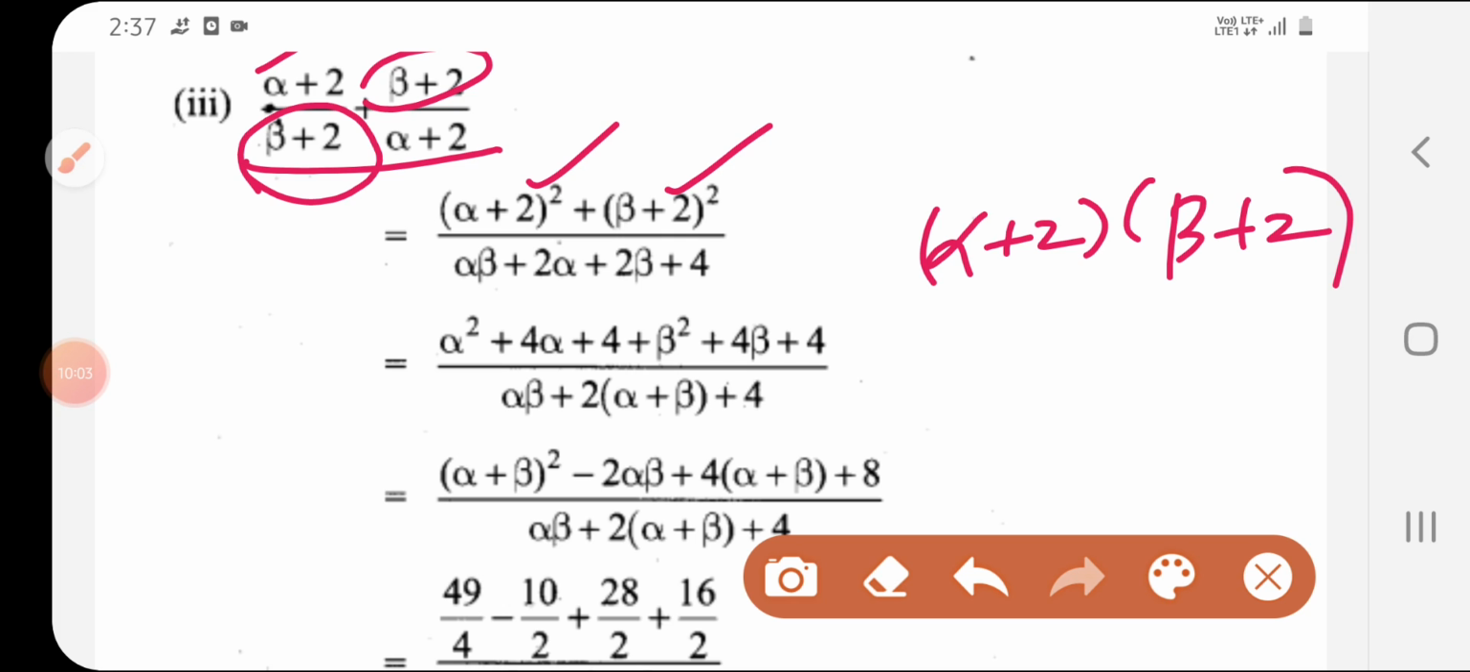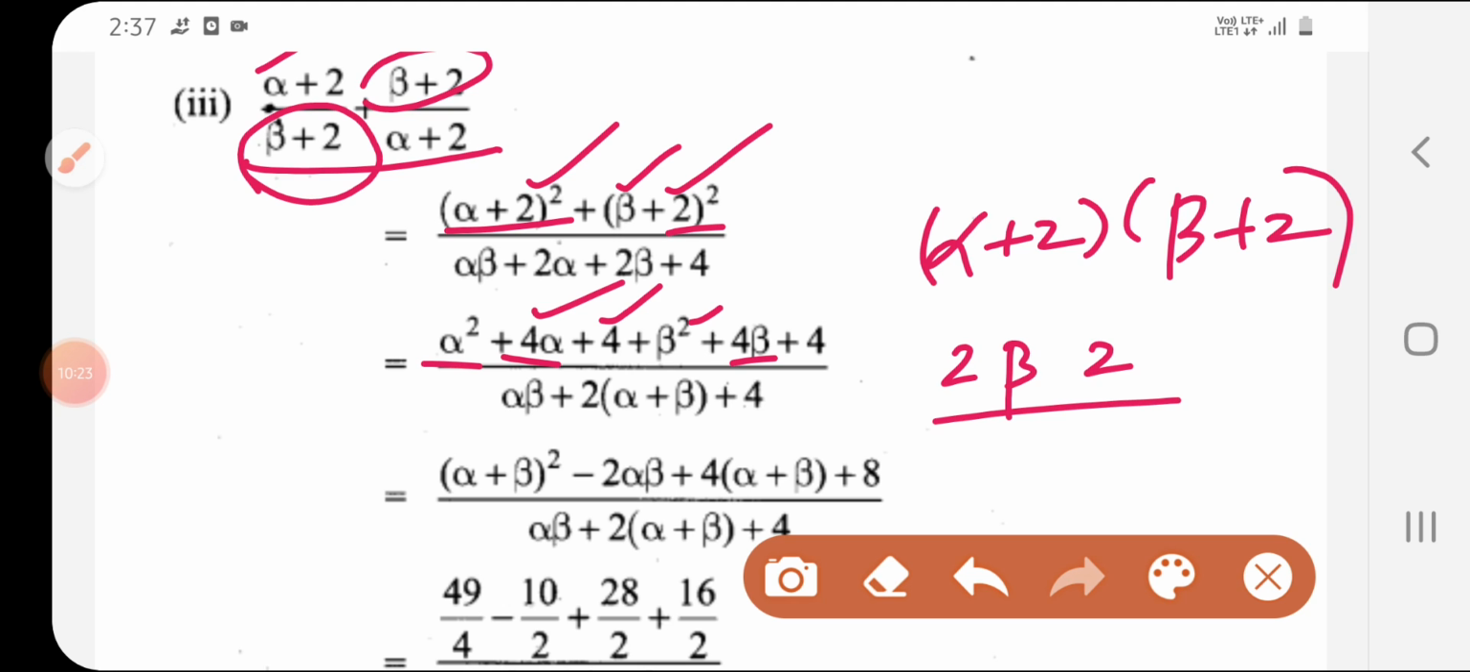Okay, now we have to expand these terms using the formula a square plus 2ab. So 2 into alpha into 2, 2 2s are 4, so alpha plus 2 square will be alpha square plus 4 alpha plus 4. Again for beta square, 2 into beta into 2, b value 2, so it is 4 beta. So 2 square value is 4 again.